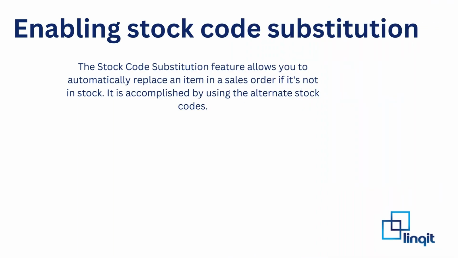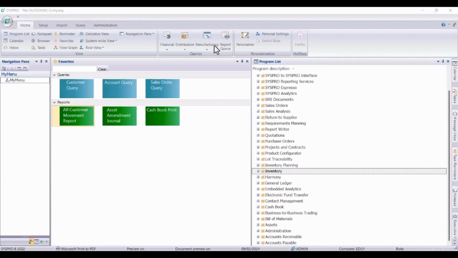The next part of this video, we're going to focus on stock code substitution. The stock code substitution feature allows you to automatically replace an item in a sales order if it's not in stock. It is accomplished by using the alternate stock codes. Because we already created an alternate stock code against a stock code, we are now going to automate the substitution.